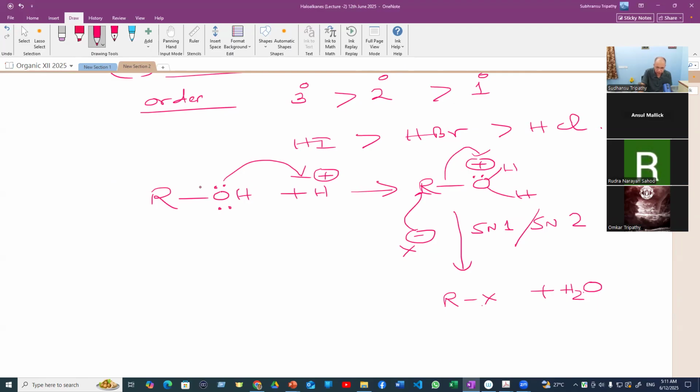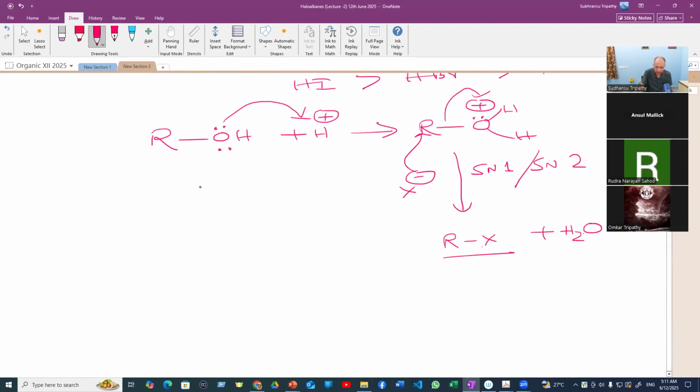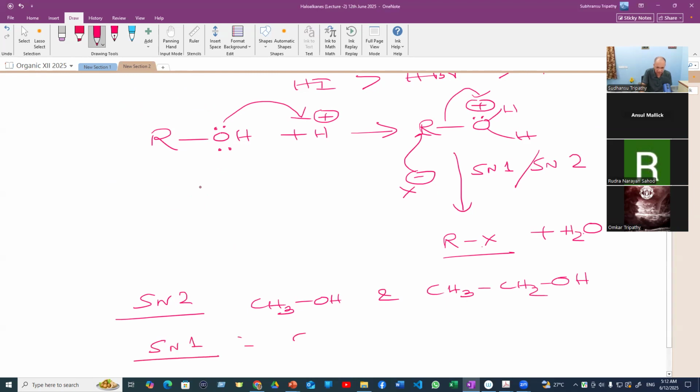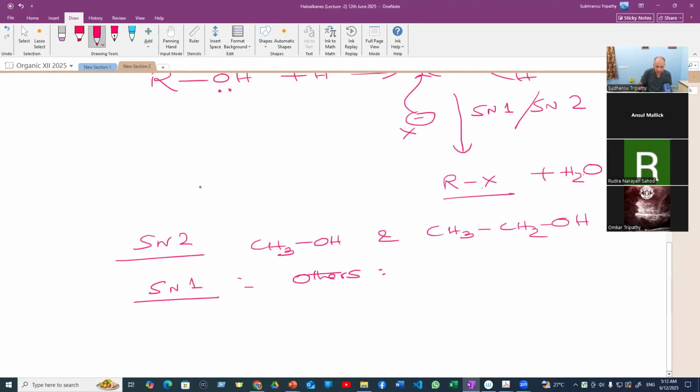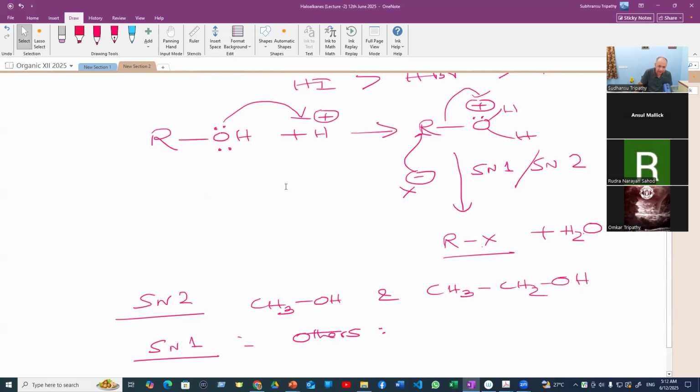So you get RX. This I am showing as SN2, SN2 only for methanol and ethanol. Others SN1. And again, there is room for rearrangement.